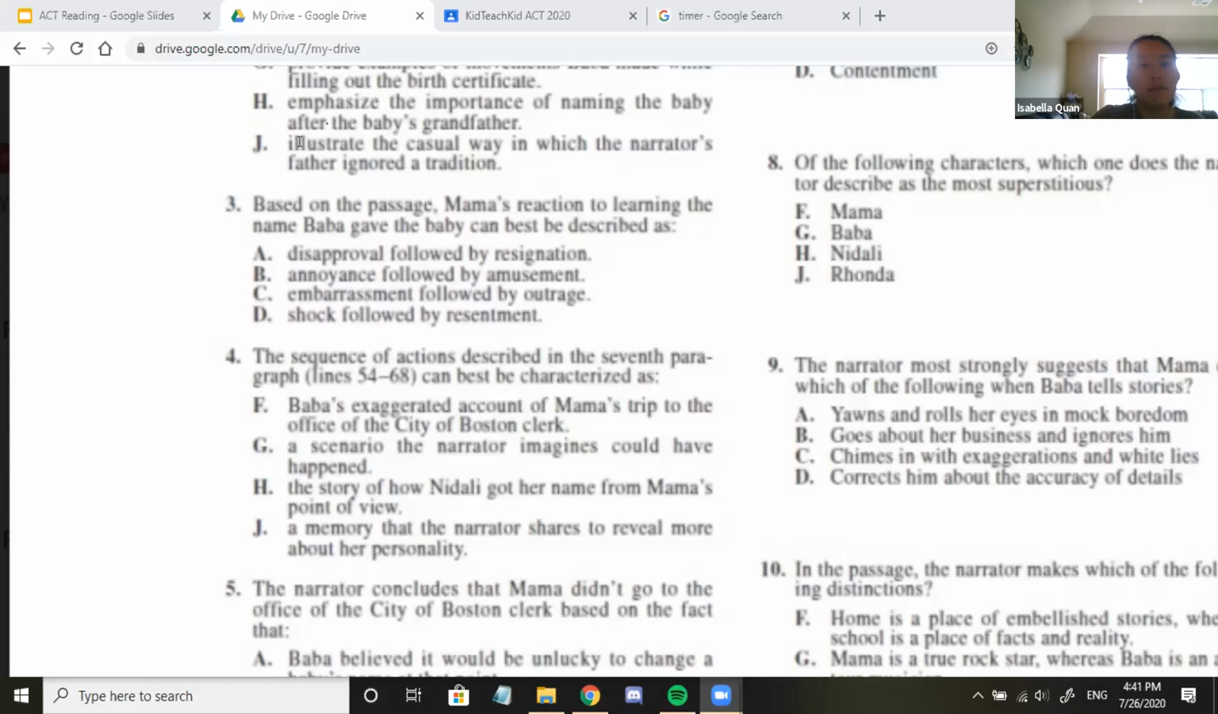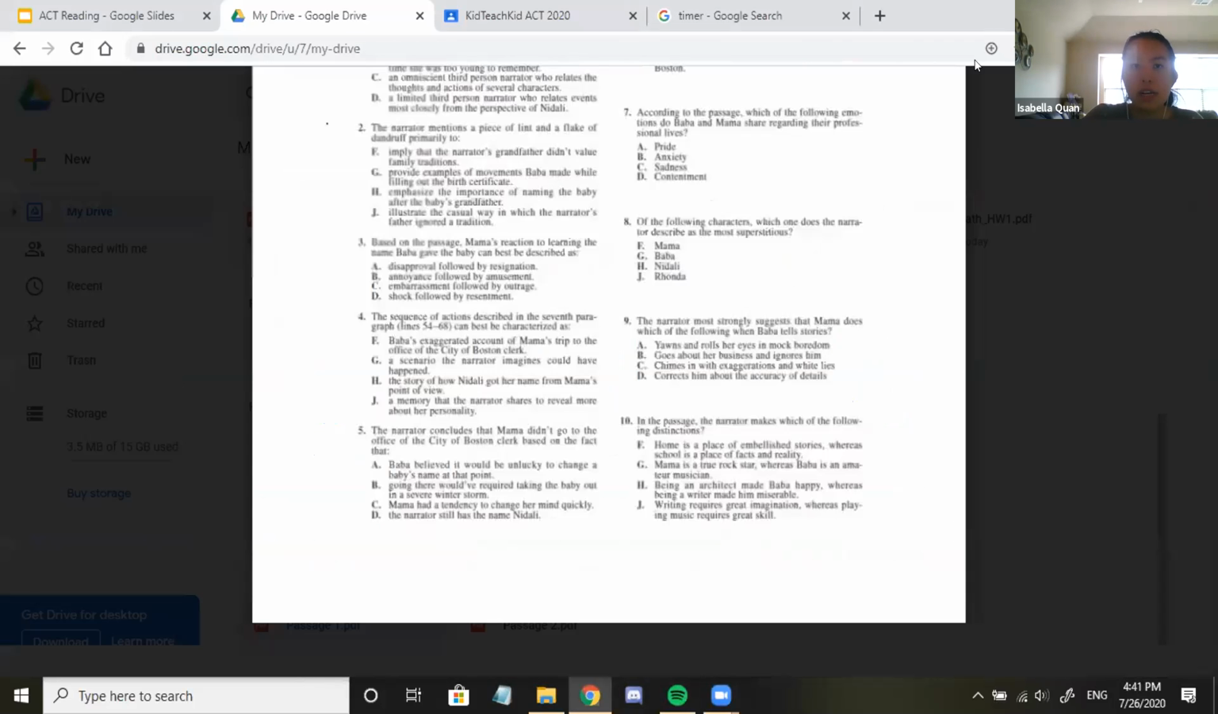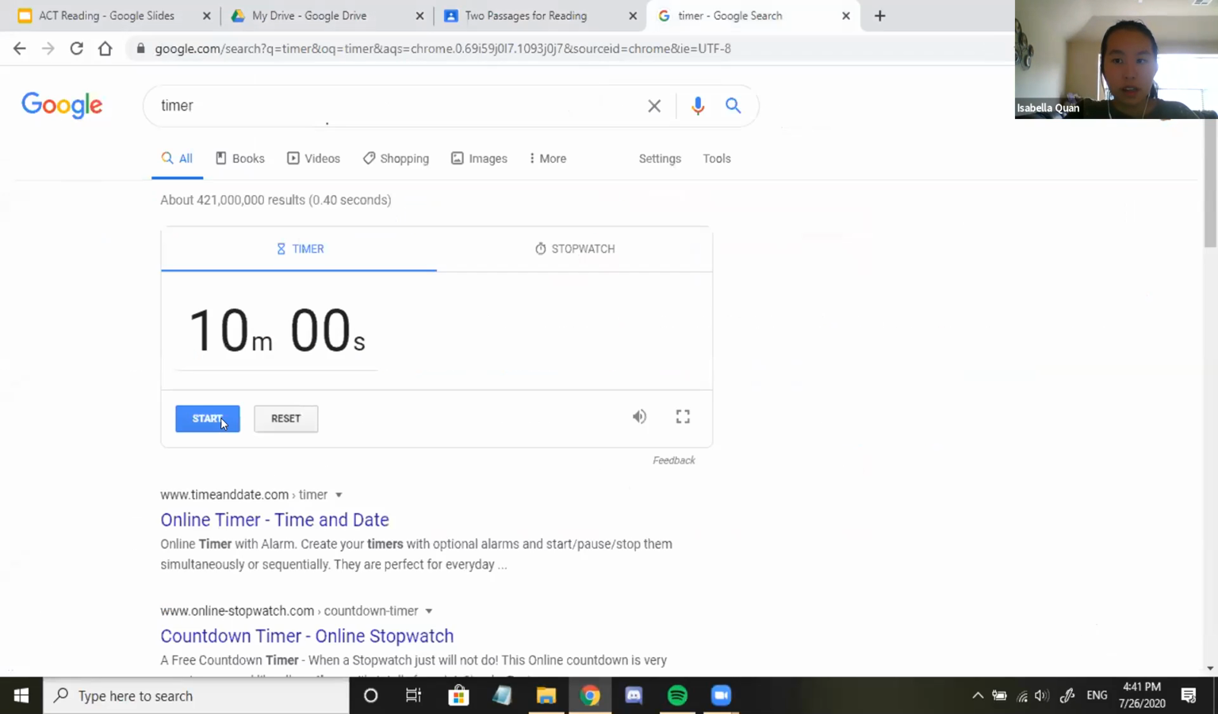Yes, you will get your redemption. Okay. Now let's go back to the Google Drive. Go back to the Google Classroom. There is another passage in there. Passage 2. This one will be 2 passages. This one's actually like 2 passages rolled into one. It's about the same length though. So good luck. Have fun.